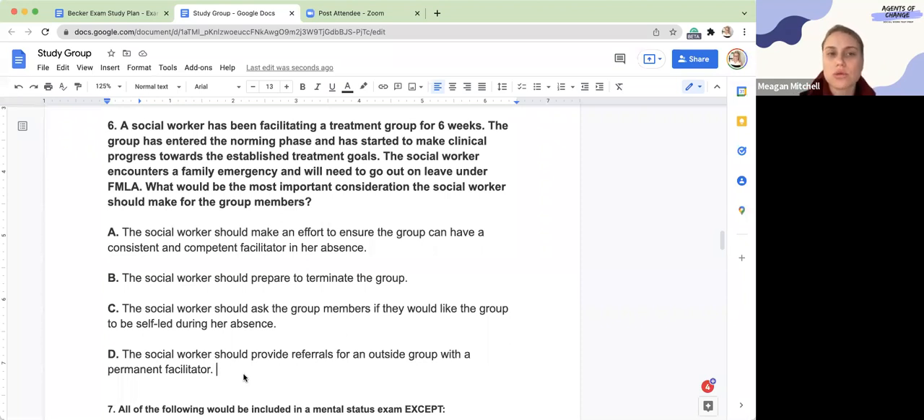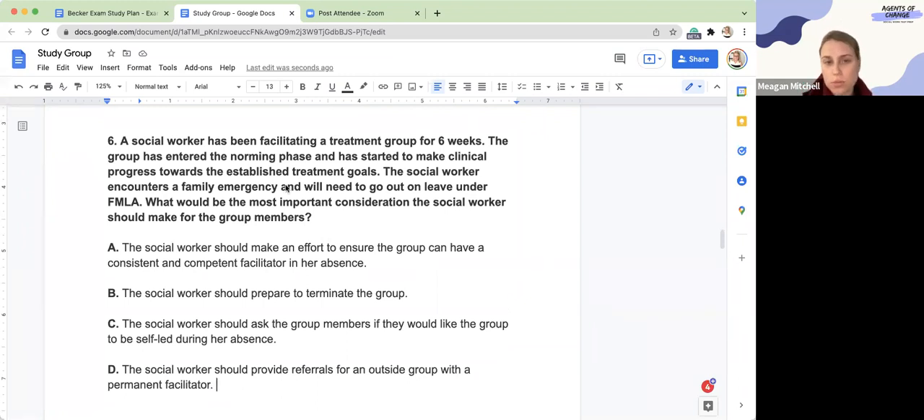Number 6, a social worker has been facilitating a treatment group for 6 weeks. The group has entered the norming phase and has started to make clinical progress towards the established treatment goals. The social worker encounters a family emergency and will need to go out on leave under FMLA. What would be the most important consideration the social worker should make for the group members? What would be the most important consideration?